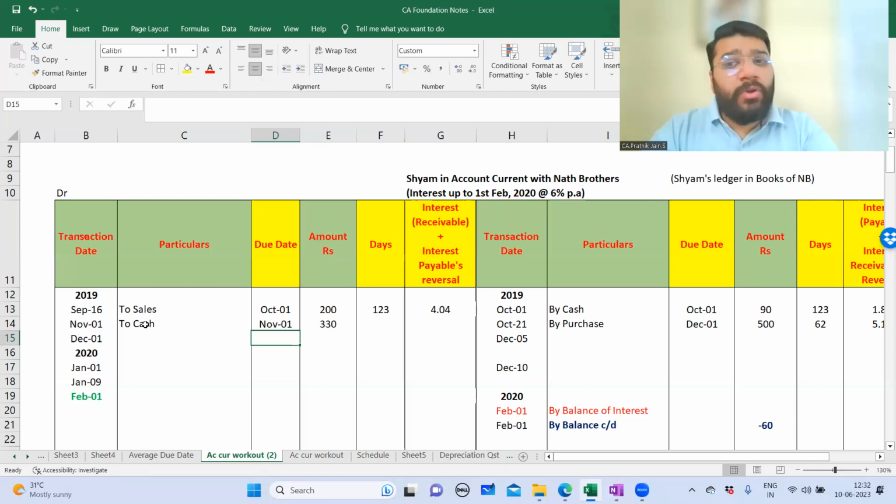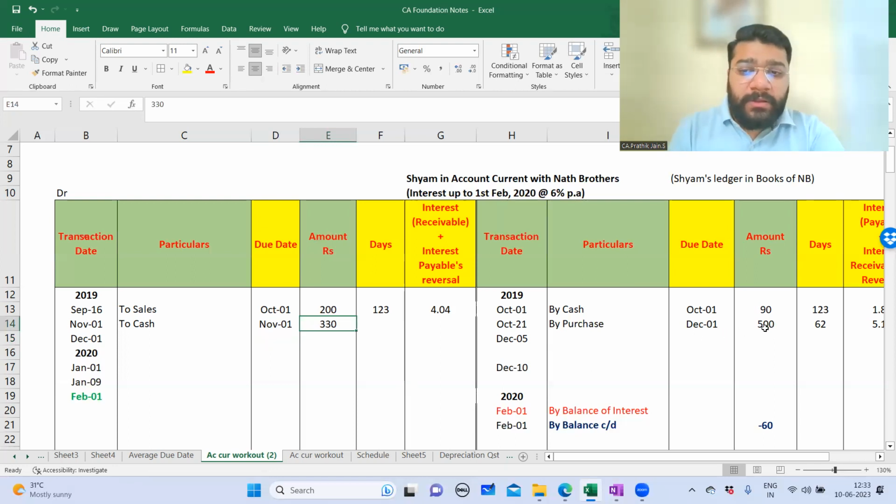As of now, don't round off. Keep it as it is, 4.04, with two digits after the decimal. Will not round off. 330 rupees, guys. Now understand very clearly. We have to make him a payment of how much? 500 rupees.